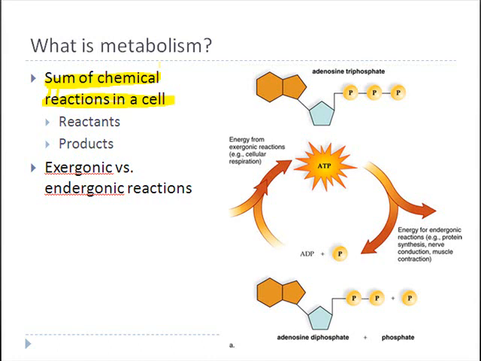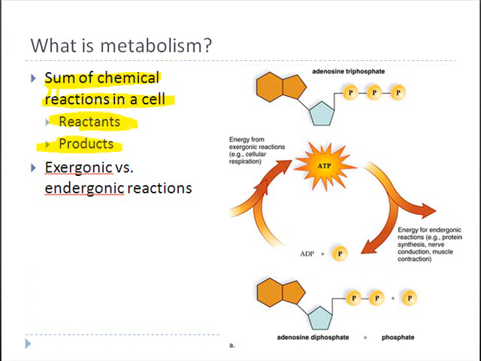So when you're looking at the sum of chemical reactions in a cell, or at the metabolism of the cell, you're going to be using words like reactants. Those are the individual molecules that are going to be involved in the reaction. And you're going to be looking at things like products. Those are the end result of the metabolism or the chemical action.